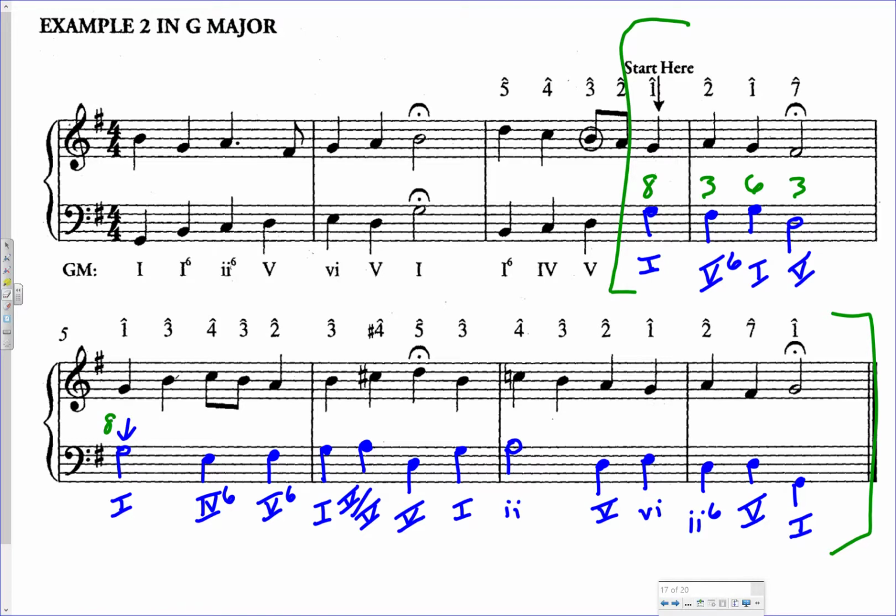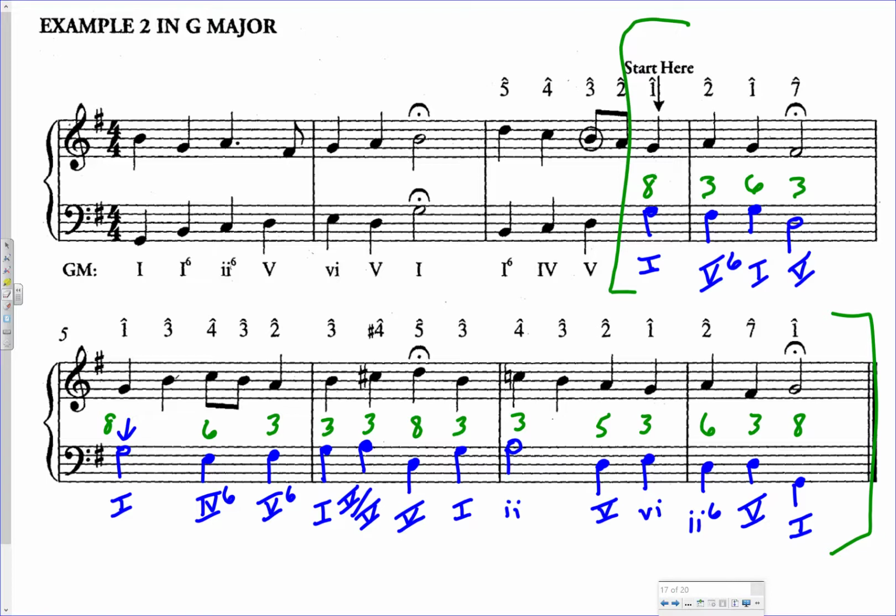8. That's a 6. 3, 3. Two 3s in a row are fine, right? Because you can have parallel thirds. Then I have a third again, that's fine. I have the octave, 8 to 3 to 3 to 5 to 3 to 6 to 3 to 8.